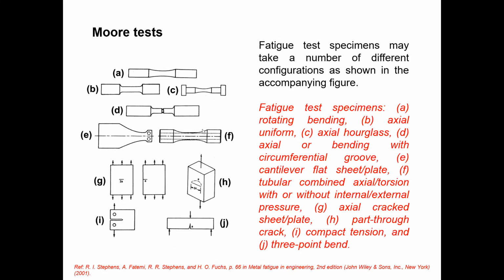So you can measure the total fatigue life of the specimen using this kind of specimen. But for G to J, you can see there are small cracks, so it is artificially made. Due to that, we can't find a total fatigue life.